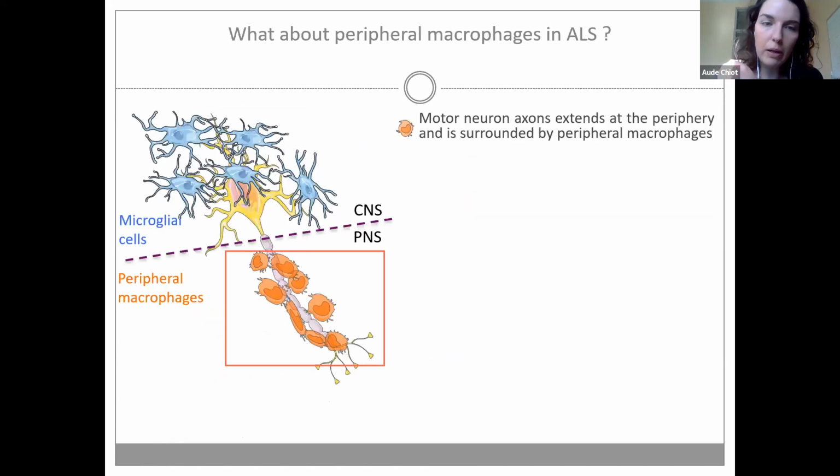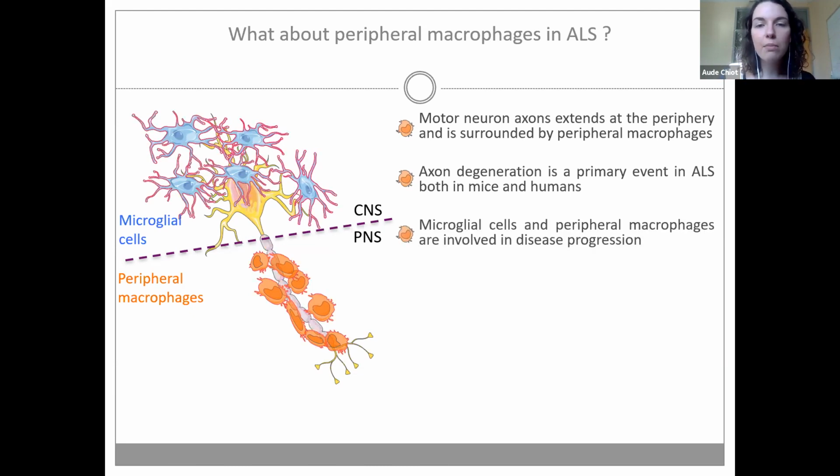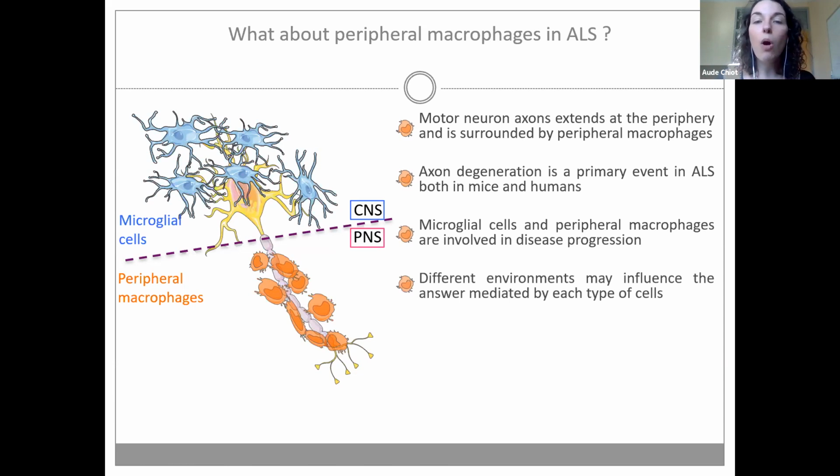We were interested in the peripheral macrophages because the motor neuron has its axons laying at the periphery and extending to the muscle, so it's surrounded by peripheral macrophages, while its cell body is surrounded by microglial cells. It has been shown both in human and mice that axon degeneration is actually a primary event in motor neuron degeneration. As I said, both microglial cells and peripheral macrophages are involved in disease progression. Both populations are macrophage-type cells, so they share common features. They have different developmental origins, and they also evolve in different environments, and that could lead to different responses to the motor neuron degeneration.